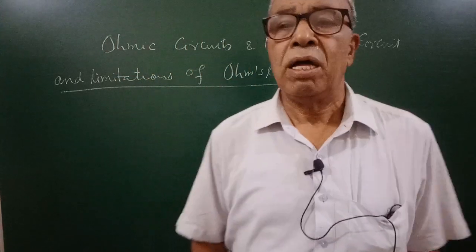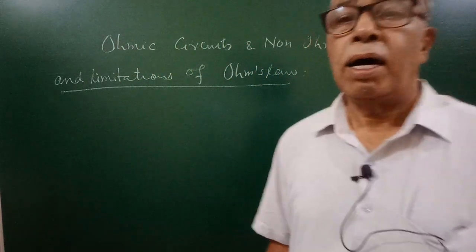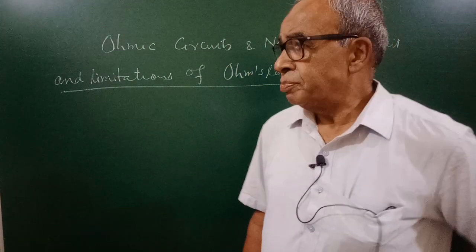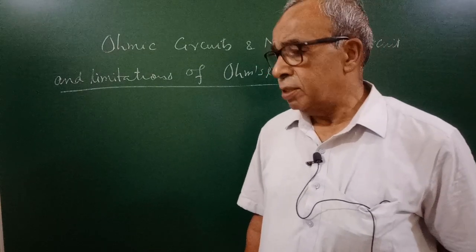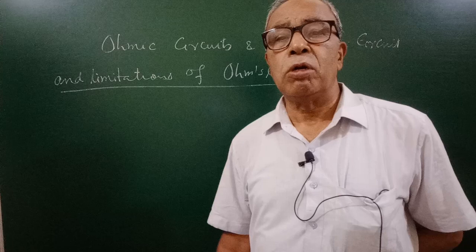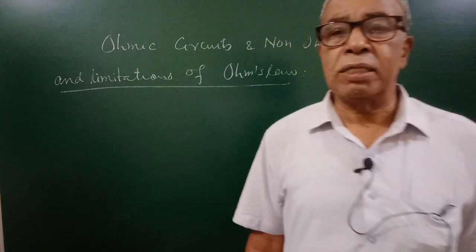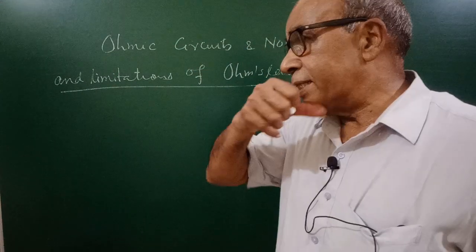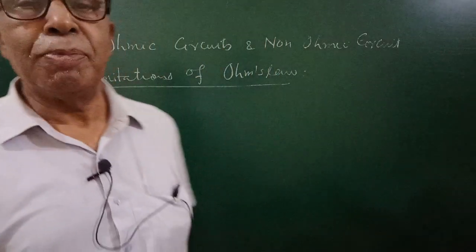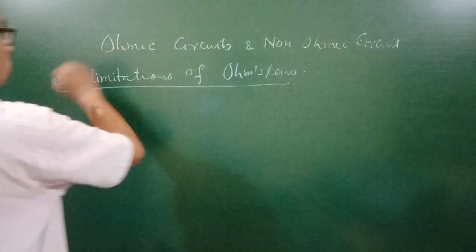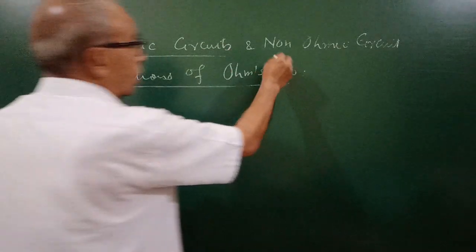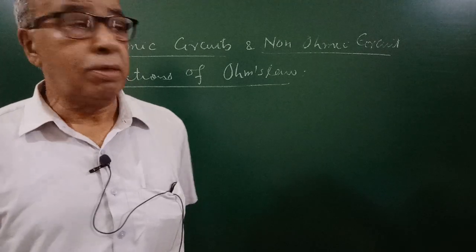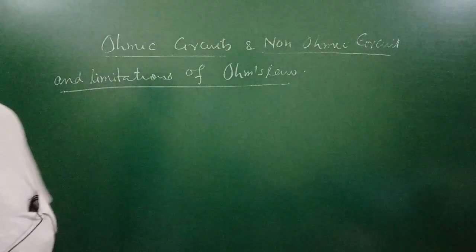Yes, dear students, in the last video I told you about Ohm's law. Ohm's law states that the potential difference across a current carrying conductor is proportional to the current, provided the physical conditions of the conductor do not change. And practically, when we study the variation, we get a straight line graph. So now the question is asked, what are ohmic circuits and what are non-ohmic circuits, and to what extent is Ohm's law valid? Is it universally true or does it have some limitations?